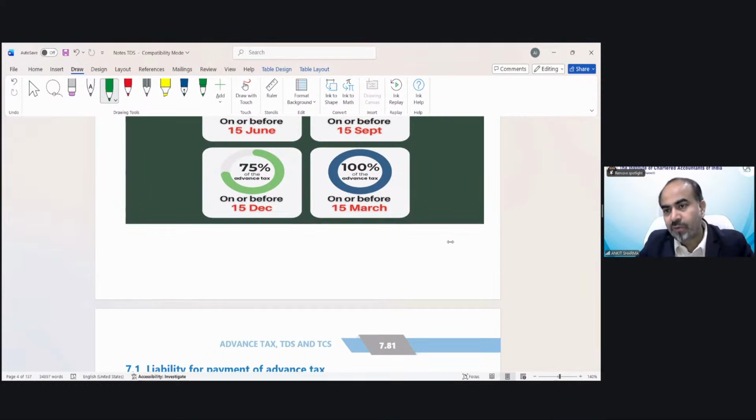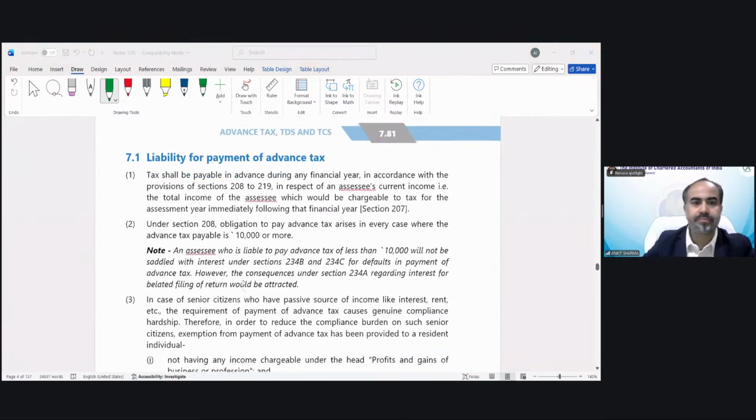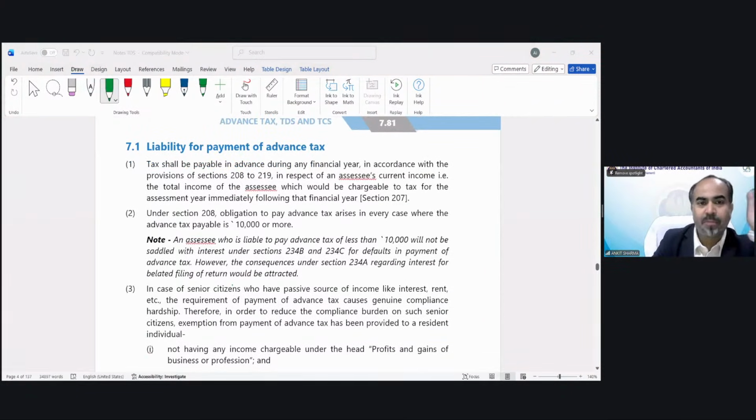Let's go with the provision. Liability for payment of advance tax. Tax shall be payable in advance during any financial year in accordance with the provisions of sections 208 to 219 in respect of the assessee's current income, the total income of the assessee which would be chargeable to tax.